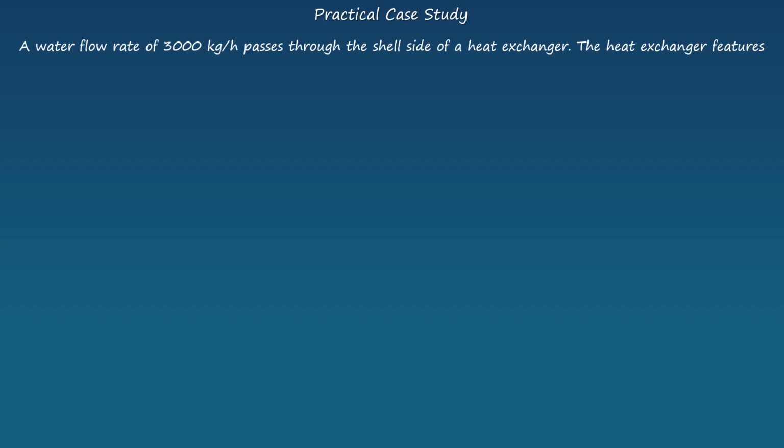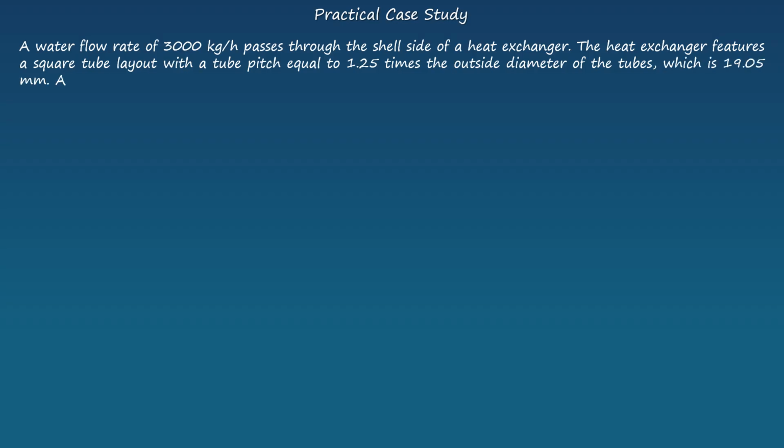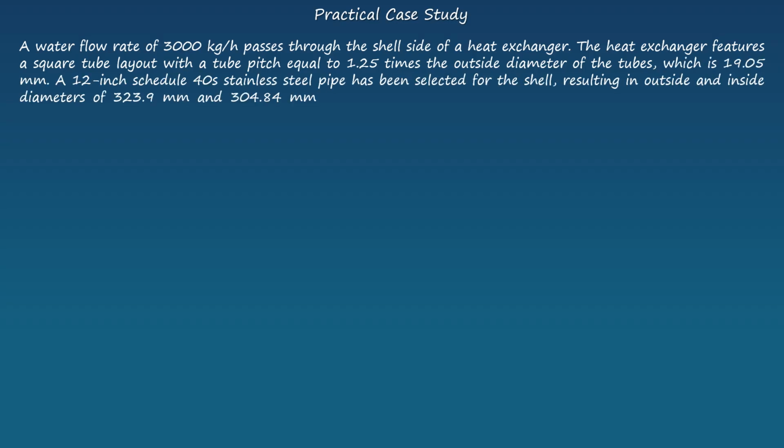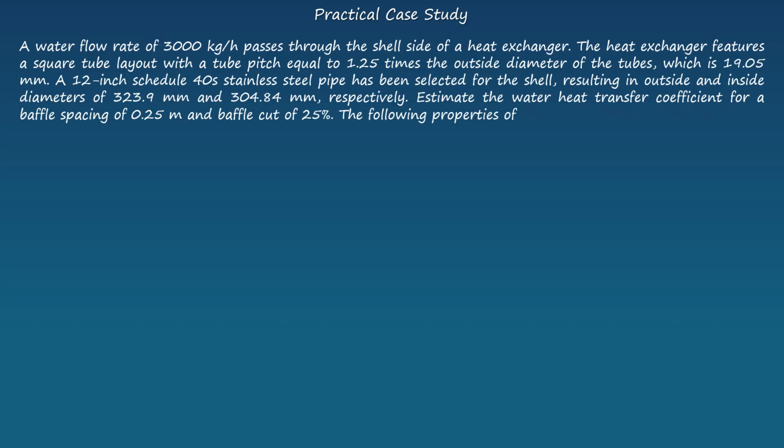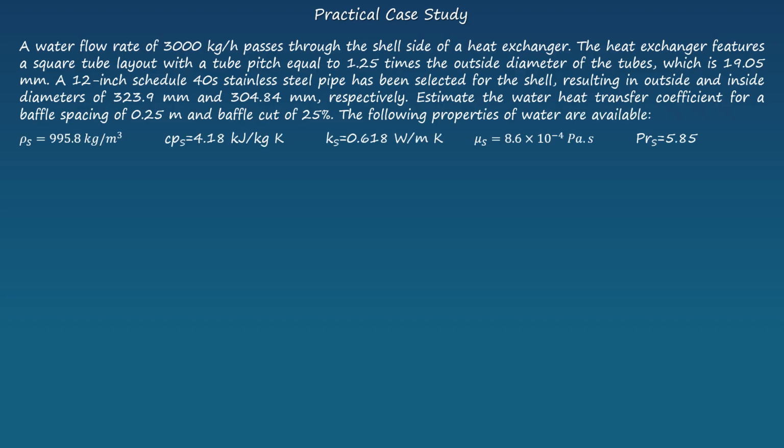Now, let us consider a practical case study where we have a water flow rate of 3,000 kilograms per hour. It passes on the shell side of a shell and tube heat exchanger, where the tubes are arranged in a square layout with a tube pitch of 1.25 times the outside diameter of the tube, and the tube is 3/4 inch or 19.05 millimeters.